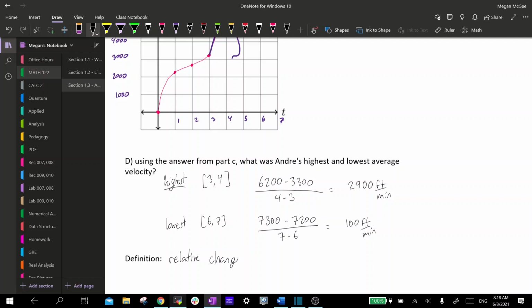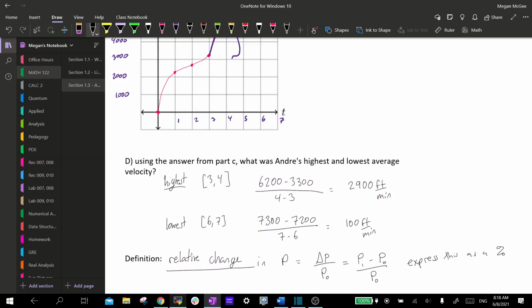Relative change. All right, so relative change in some variable, we're going to call it P, is the change in P over P sub 0, which again is P naught. And that's usually the original number. And the change in P is just the new number minus the original number, but then over the original number. And we usually express this as a percent.